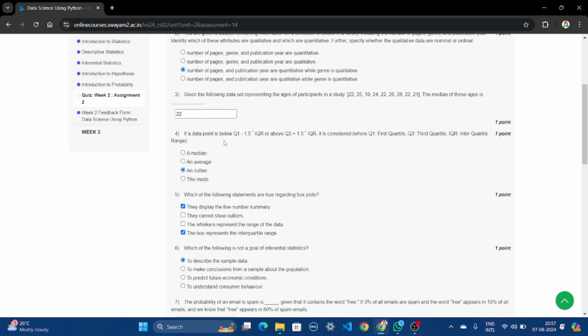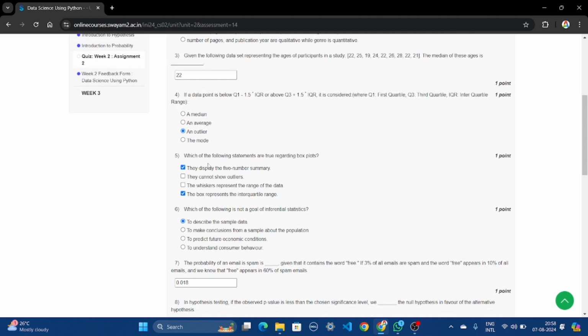If a data point is below Q1 minus 1.5 into IQR or above Q3 plus 1.5 into IQR, it is considered, where Q1 is the first quartile, Q3 the third quartile, and IQR the interquartile range. So it is nothing but an outlier. So the correct option will be option C.